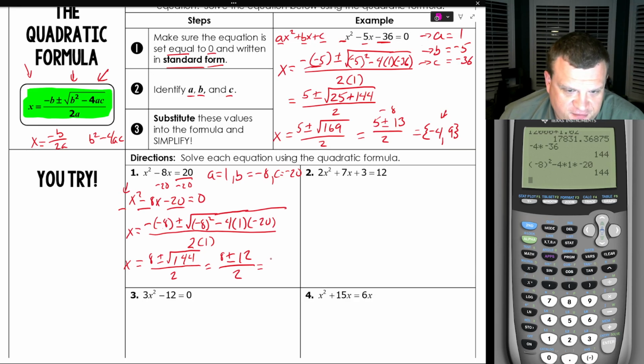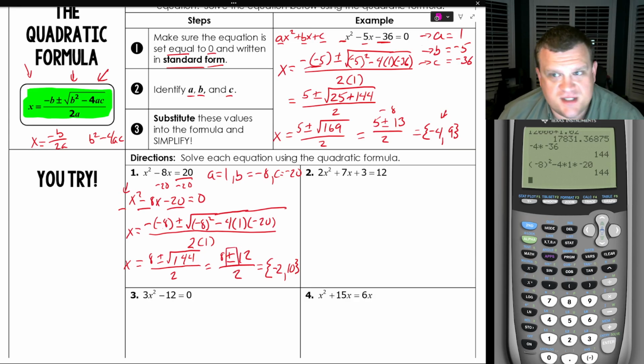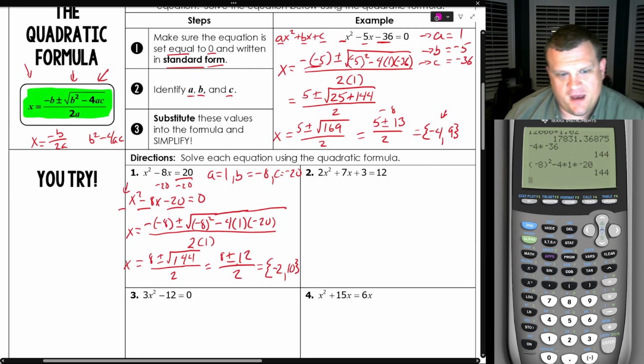So if we do the subtraction first, we would say 8 minus 12, -4 divided by 2, -2, right? And then the 8 plus 12, 20, divided by 2 is going to be +10. If you're not getting where that's coming from, I'm doing this plus or minus, right? I have to do both situations, so 8 plus 12 divided by 2 and 8 minus 12 divided by 2. That's what I'm doing.